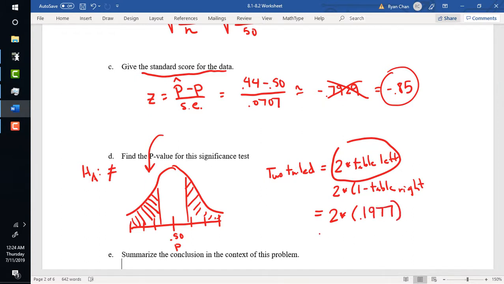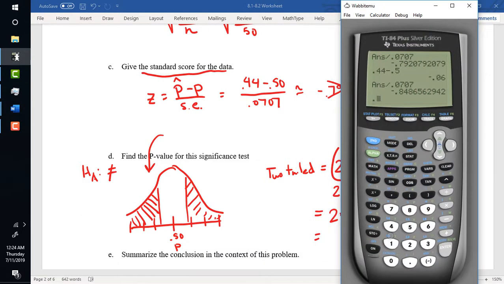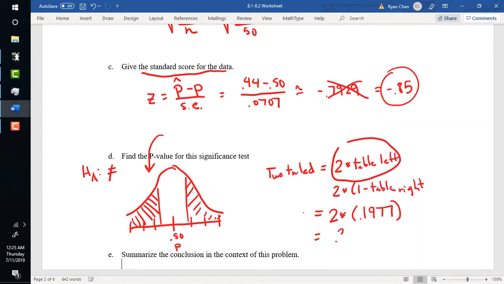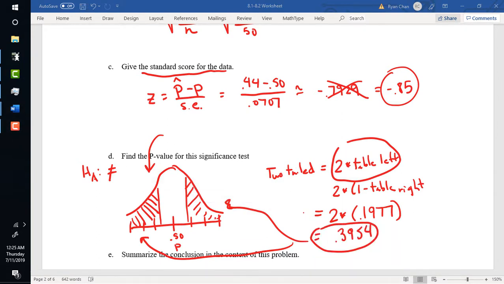And I multiply it out, and I get 0.3954. Okay, so what is this saying? This is 39.54%. That's actually the area of both of these, for the following.